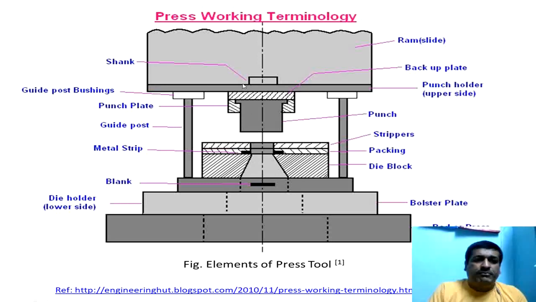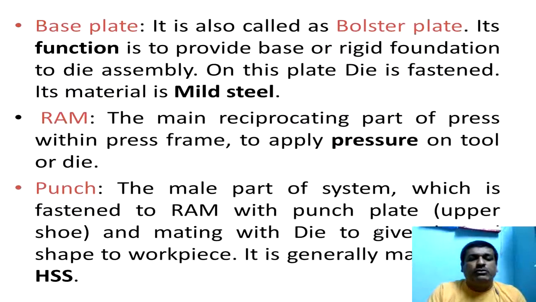Next element of press tool, that is guide post. These guide posts help the ram to slide properly towards the bed and move away from the bed. Another main important element, that is bolster plate, which is firmly kept on the bed of press tool. So we are going to see each and every element with its basic function. So first element, that is base plate, or we are going to call it as a bolster plate.